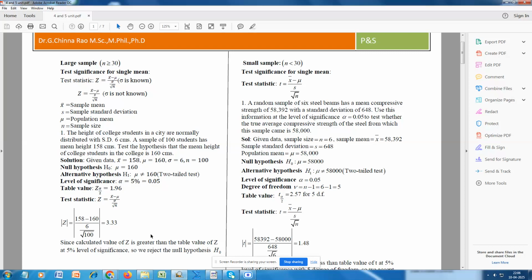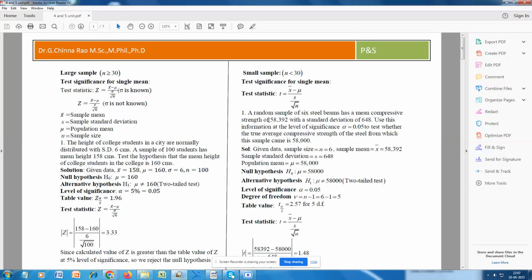Now we go for the small sample test. It is also called the t test. Small sample is applied for n less than 30. The remaining process is the same, but here the additional point is degrees of freedom.